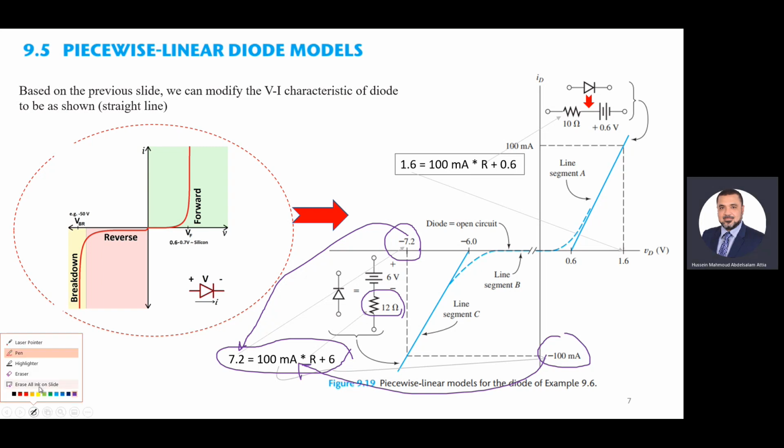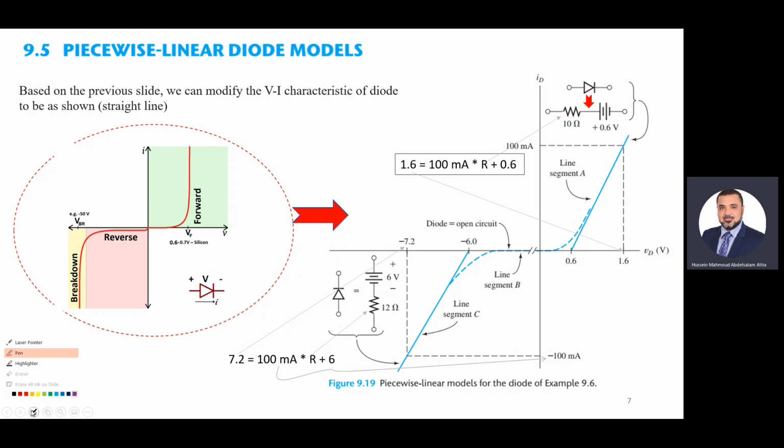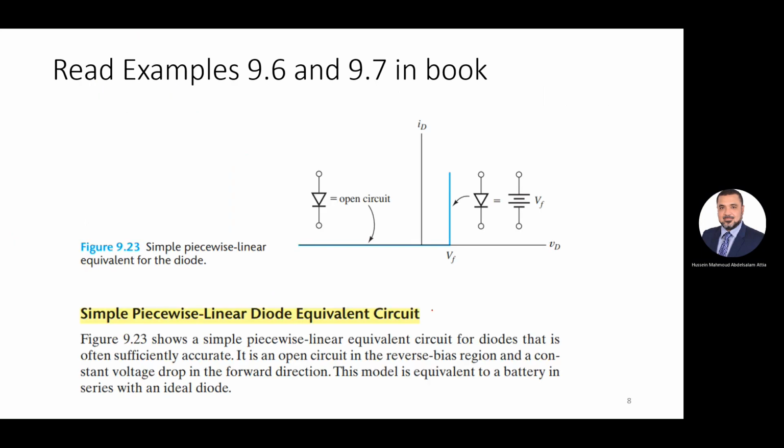This is called piecewise linear. So it's another way to model the diode. So the diode will be like straight line, straight line, straight line. One, two, three pieces. So we call it piecewise linear. Okay guys? Very simple relation. We can assume that it is a very simple piecewise.